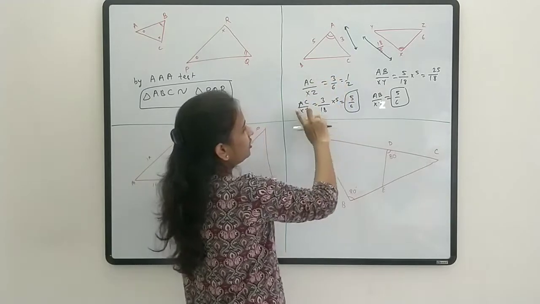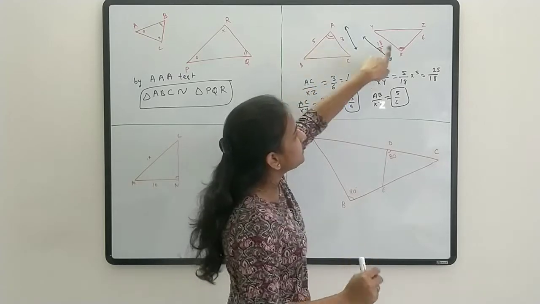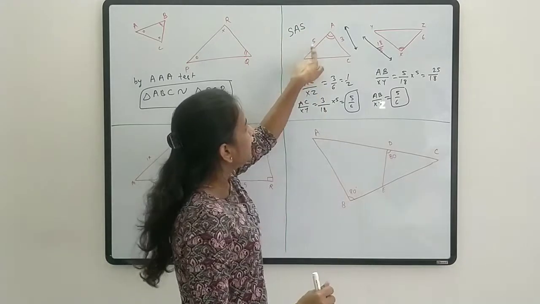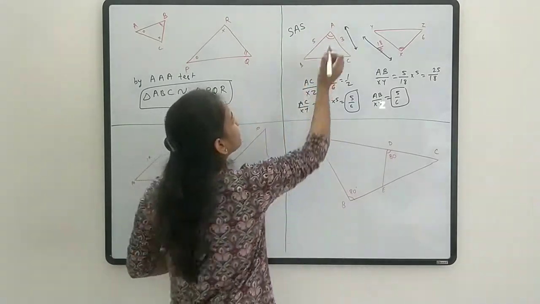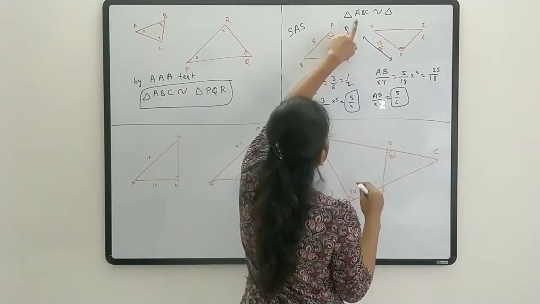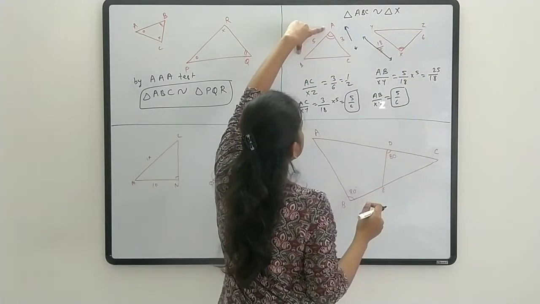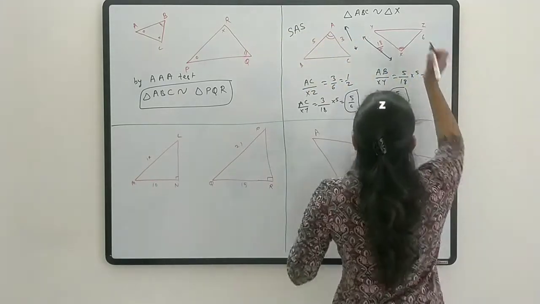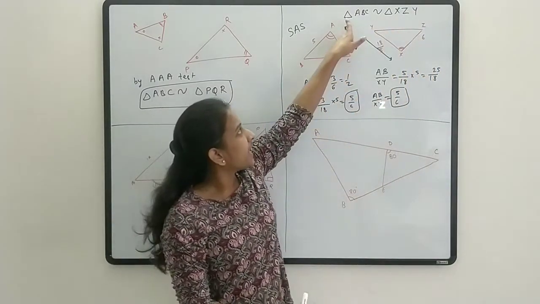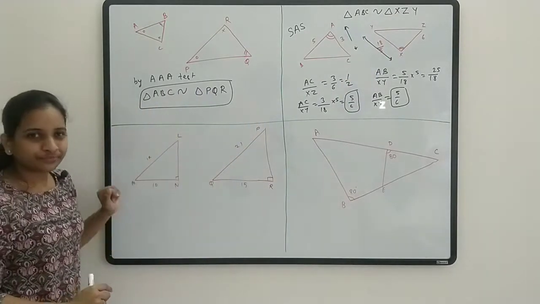Got it? So two sides are in proportion and the angle between the two sides is equal. Angle A is equal to angle X. Right? So by SAS test, side angle side test, we can say triangle ABC is similar to triangle... See, for A we should write X. For B, for this side, this side is in proportion with this side XZ. So we should write Z. And for C, there is vertex Y. So triangle ABC is similar to triangle XZY. Got it?